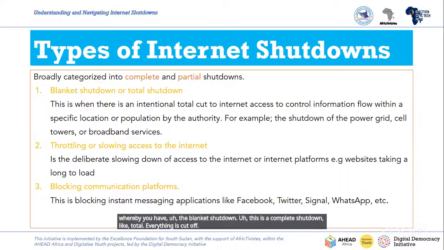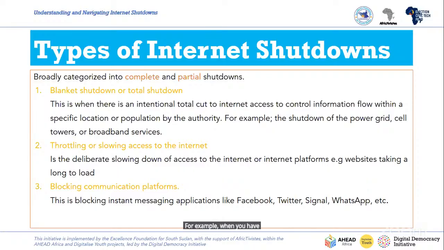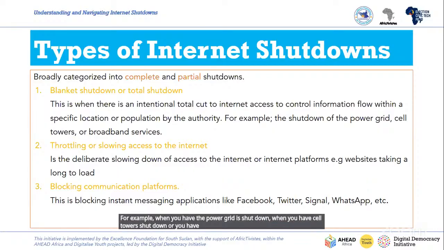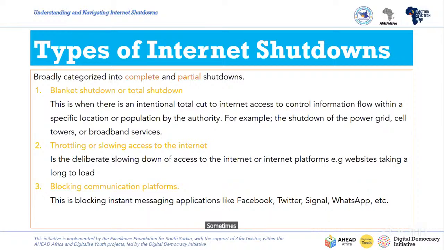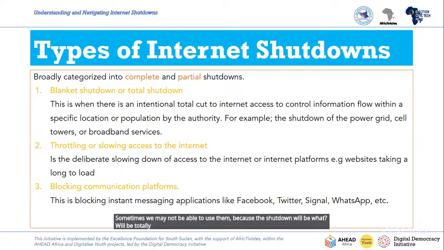For example, when the power grid is shut down, when cell towers are shut down, or broadband services are shut down. This one is really bad, because when you have some of the things that we are going to talk about, sometimes you may not be able to use them because the shutdown will be total. For example, the power grid affects a lot of things. Everything will be down.